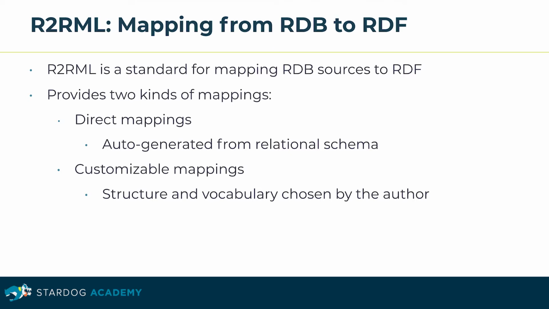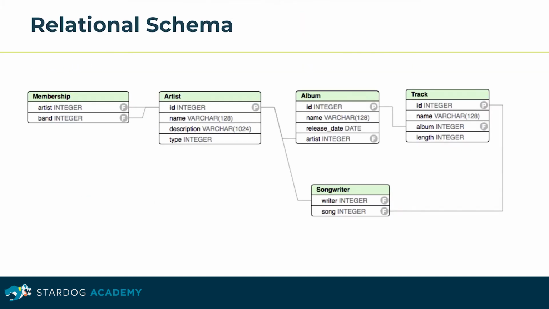Now, the first syntax that Stardog supports is the W3C standard R2RML. And this gives us a couple different types of mappings. First is direct mapping that will be auto-generated off a relational schema, and then a customizable mapping that provides us a vocabulary for structure that we, the author, choose, giving us the flexibility to define the shape of that graph however we see fit.